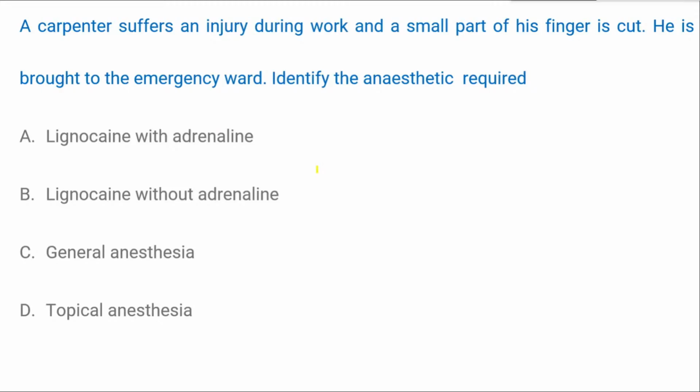Okay, so we'll move on to the next question. A carpenter suffers an injury during work and a small part of his finger is cut. He is brought to the emergency ward. Identify the anesthetic required. Okay, this could have been put up in a different form also, paraphrased also, but we'll just see what kind of anesthetic can be used for this.